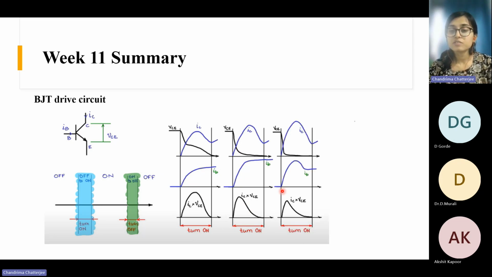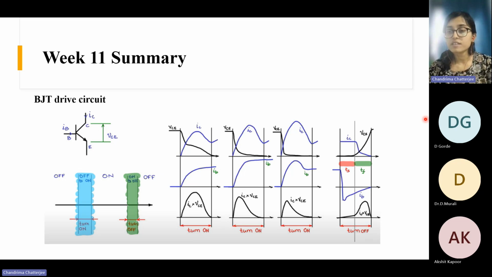And similarly, you can give a base current something like this, with some hump here, and then it settles to a finite value. In that case, the voltage drops even more drastically. The drop is more sharp here, right? So the power loss is even lesser than case 2. If you provide this kind of base current, then you can reduce this loss. Okay, so all these three cases are for turn on transition.